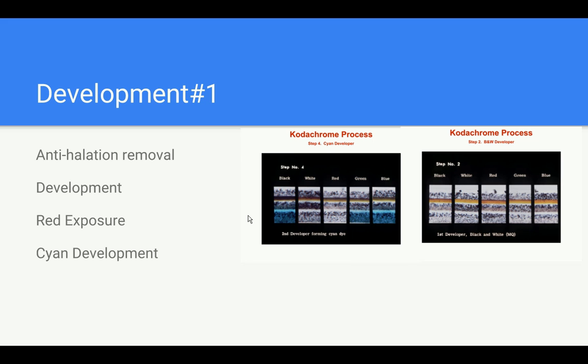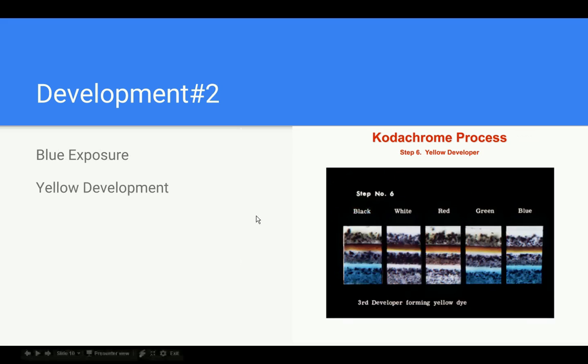Next then was the blue layer on the top. They would expose it to blue light, and it would not affect the green layer because remember the yellow filter is in there. Then they would develop it in the same bath as the red sensitive layer, albeit with a yellow coupler in it, so it would form a yellow dye on the top.